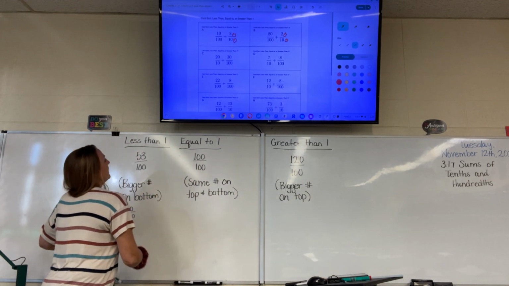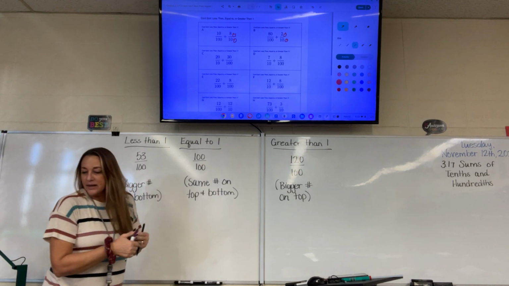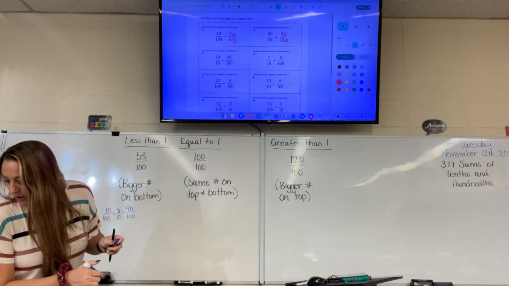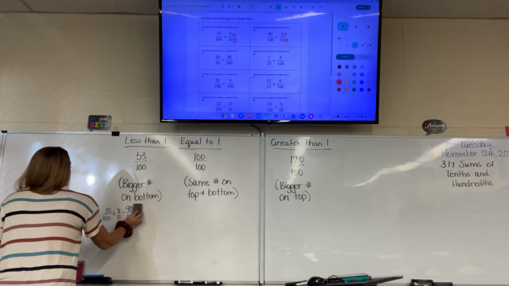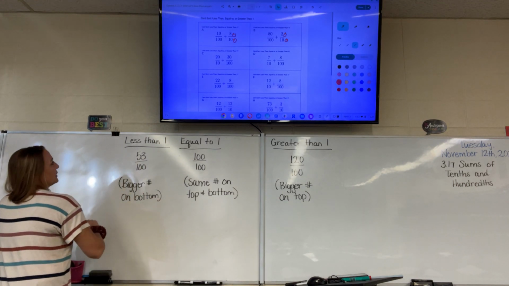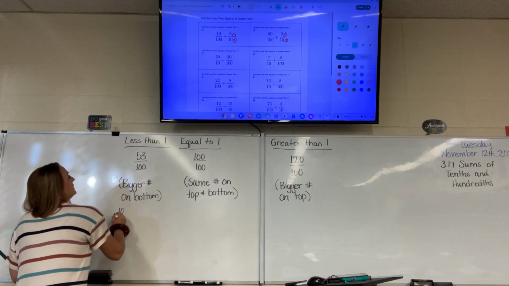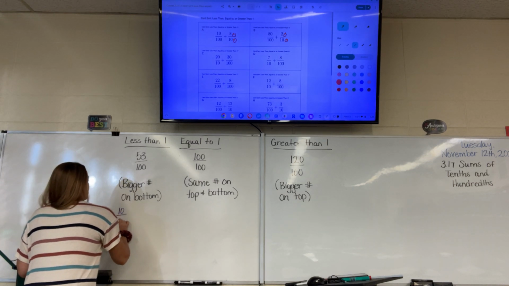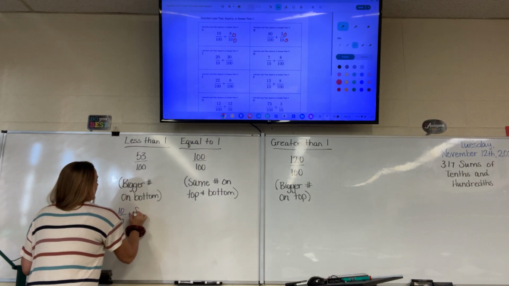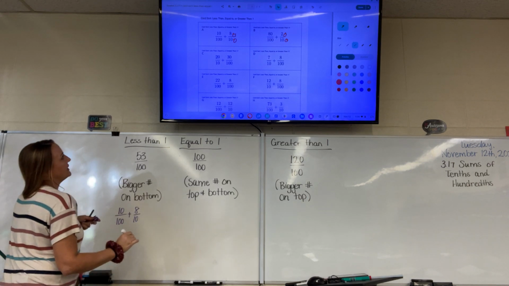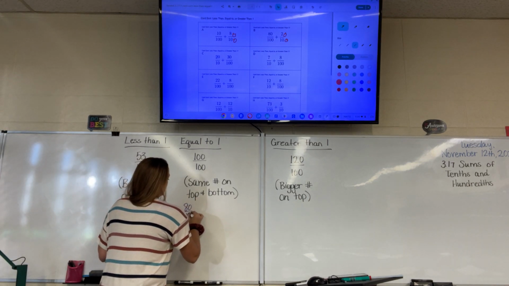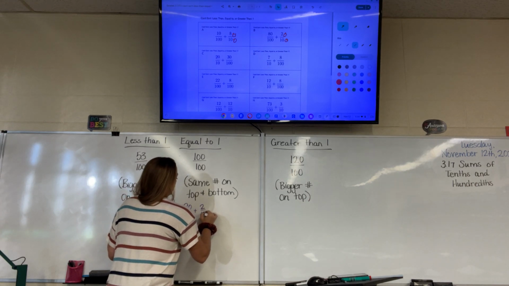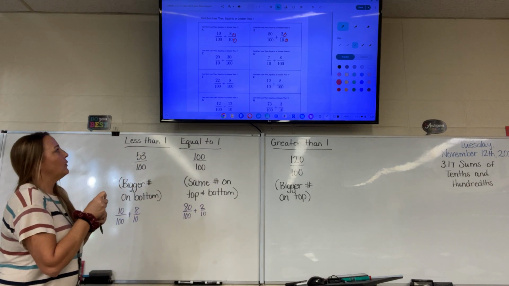So you guys can write these down on page 84. We just need to write down the expressions. So we're going to write down 10 hundredths plus 8 tenths under less than. We're going to put 80 hundredths plus 2 tenths down under equal to 1.